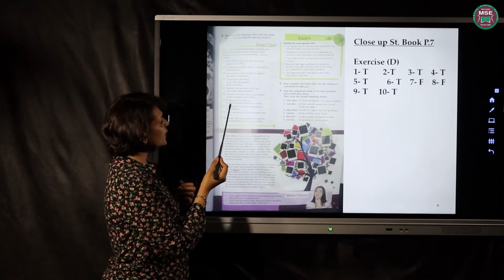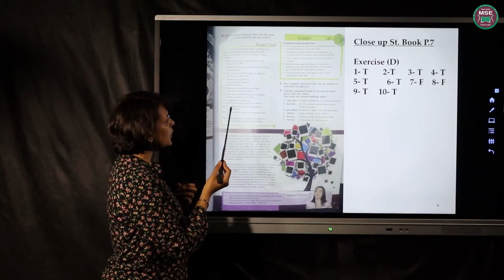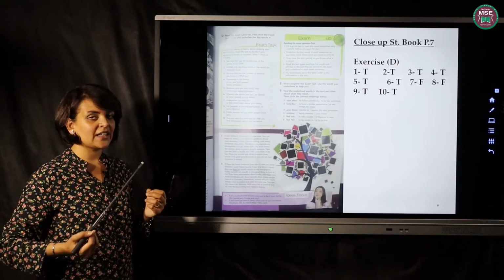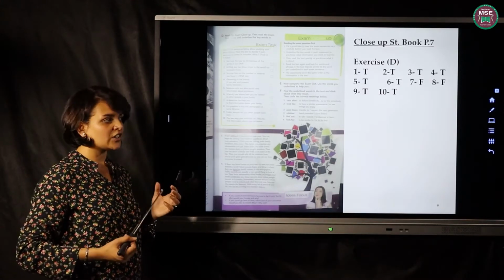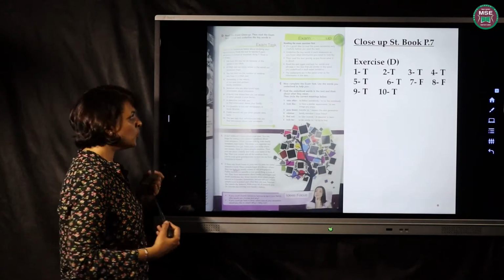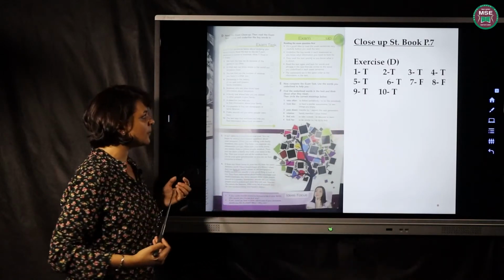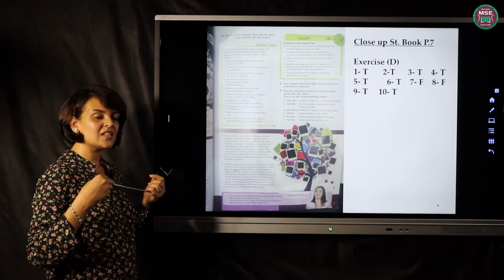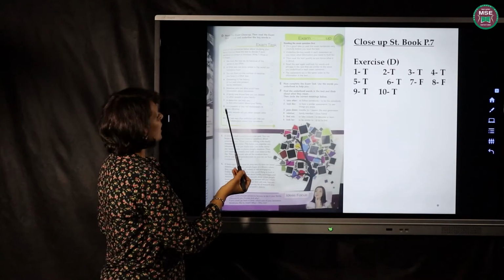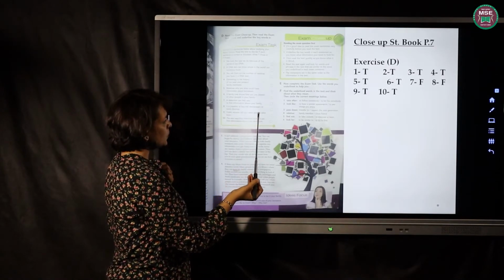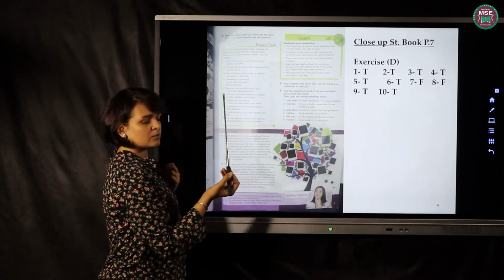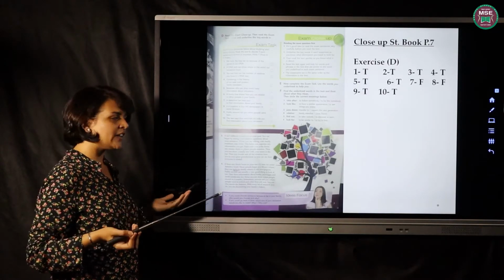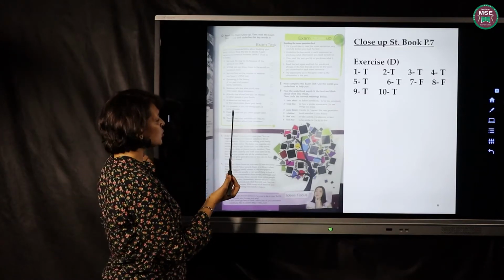Number seven, a detective can help you to find information about your family. A detective here, not detective work. A detective here means a person who works for the police. No, he cannot give us information about the family history because he is not a scientist. He didn't study genealogy. Eight, it's possible to buy old newspapers at some libraries. No, we cannot buy anything from the library. We can only search or find out information in the newspaper.